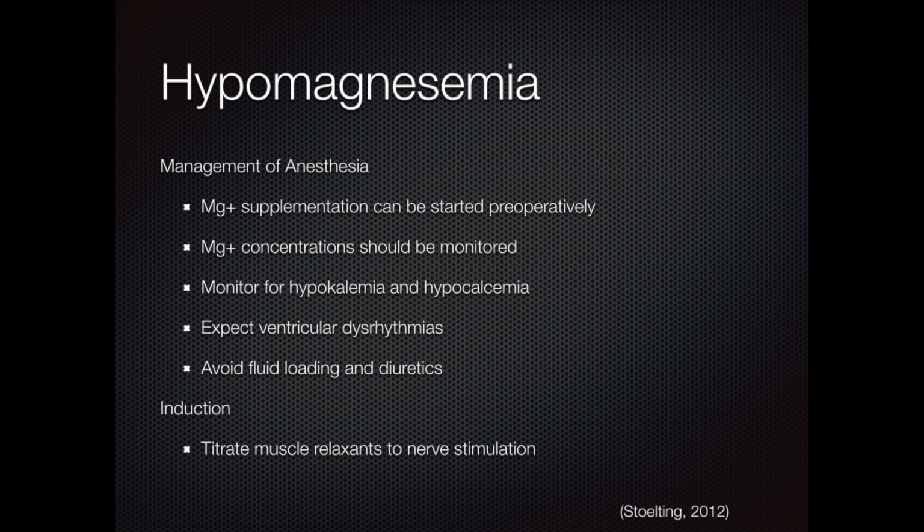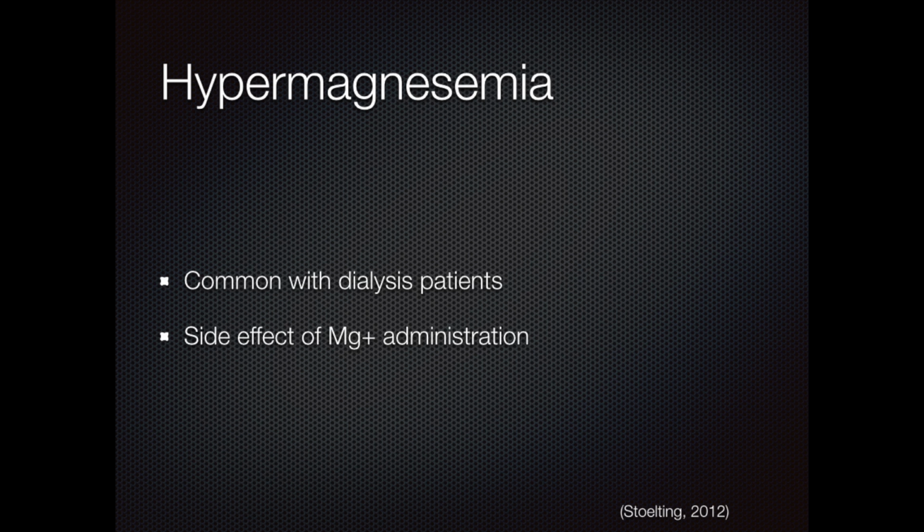Ventricular dysrhythmias should be expected with low magnesium levels and managed appropriately. Magnesium is passively excreted in the kidneys as it follows sodium and water. Fluid loading and diuretic use should be avoided to prevent further decreases in magnesium concentrations. Hypomagnesemia can cause muscle excitability as well as weakness, and muscle relaxants should be titrated based on nerve stimulation. Hypermagnesemia is very uncommon, but can be found in renal patients who are dependent on dialysis. It can also be seen in pregnant patients who are receiving magnesium infusions for preeclampsia or to prevent premature delivery.